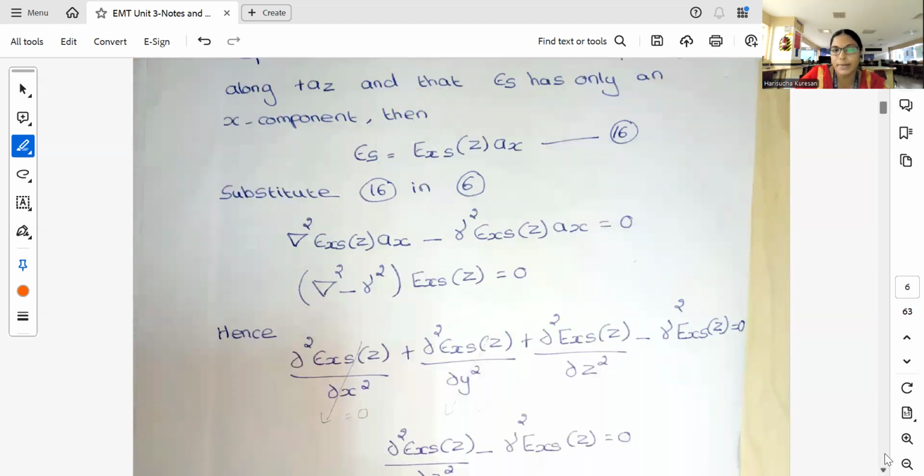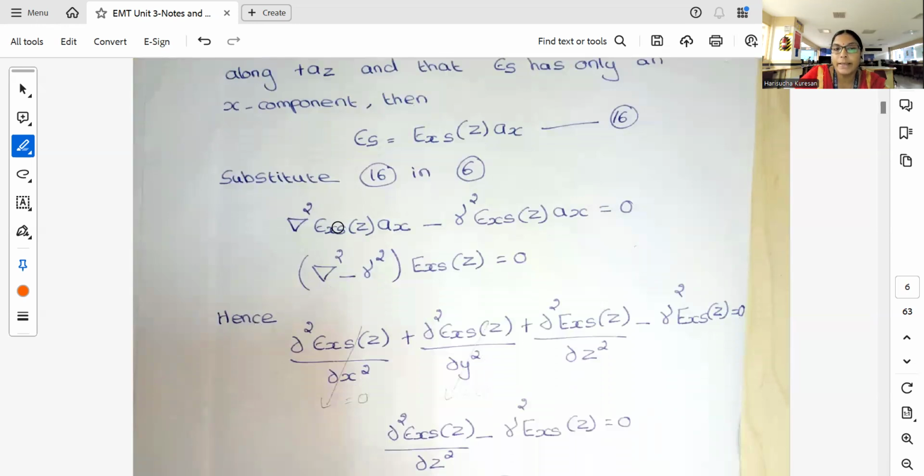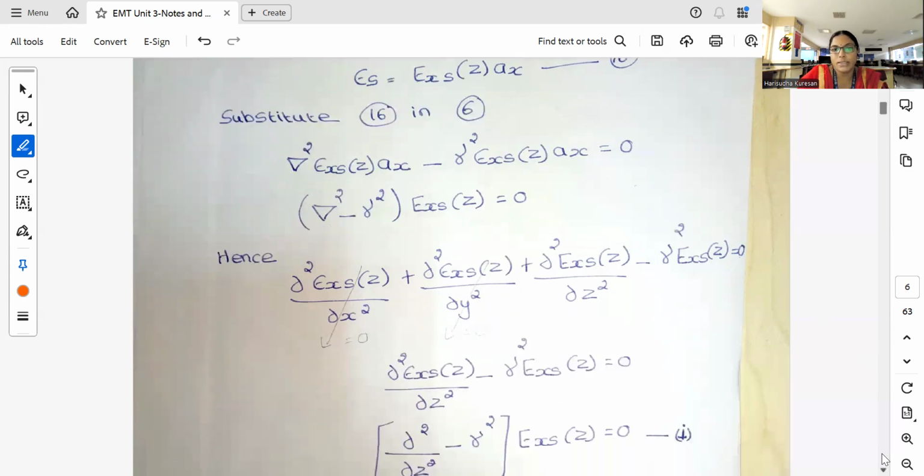So the sixth equation is nothing but del square ES minus gamma square ES is equal to 0. In that equation, in the place of ES, wherever the ES is there, EXS has to be substituted. So the main equation, the sixth equation, is del square ES minus gamma square ES is equal to 0. When you substitute and take the common terms, we get del square minus gamma square upon EXS of Z equal to 0. Hence, when you expand this equation for del square, what is del square?